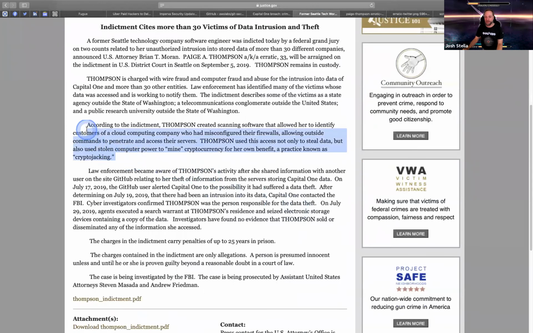Here we add to that, according to the indictment, Thompson created scanning software that allowed her to identify customers of a cloud computing company who had misconfigured their firewalls, allowing outside commands to penetrate and access their servers. So that's interesting. If I'm a hacker, I don't want to work hard. I'm a programmer. I automate stuff. I don't sit there at a keyboard with a cup of coffee till 3 in the morning. I'm playing video games or doing whatever. I'm going to automate this. And it says right here she did.